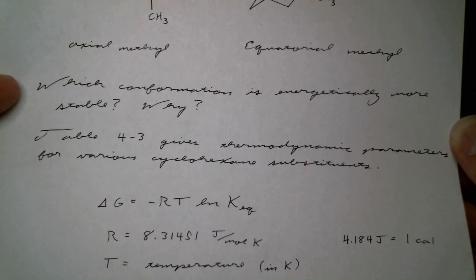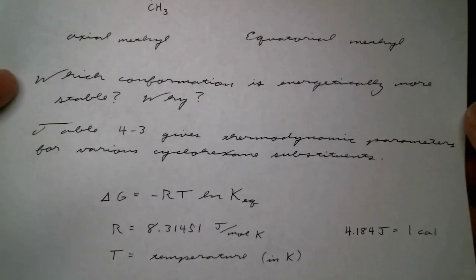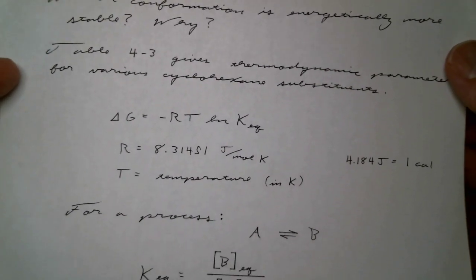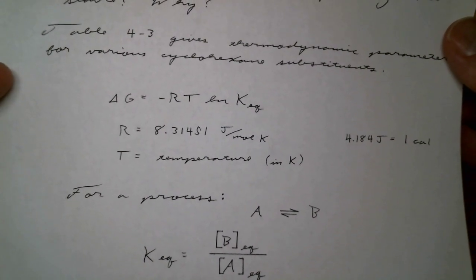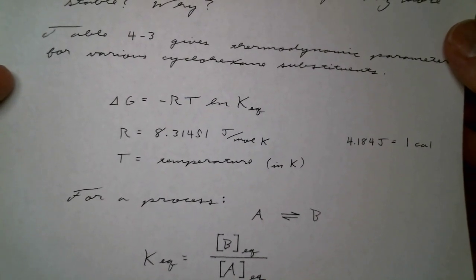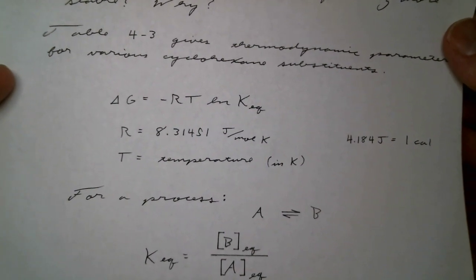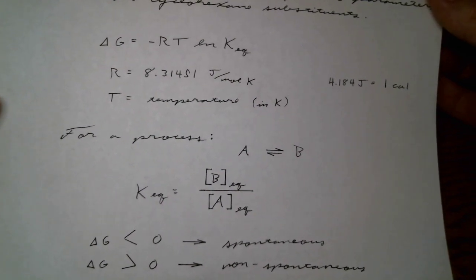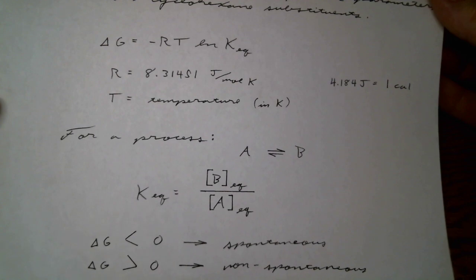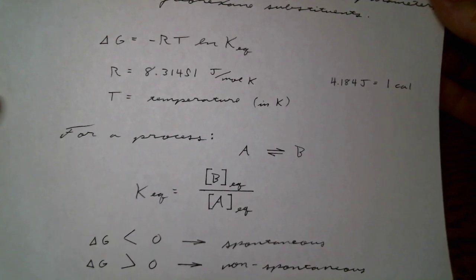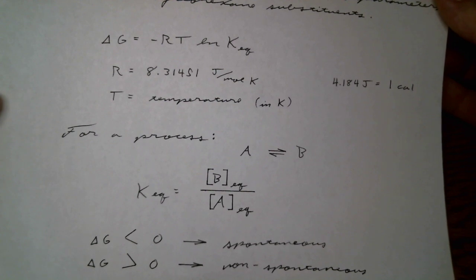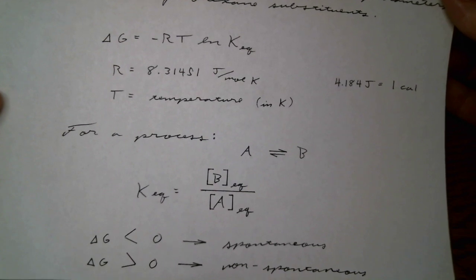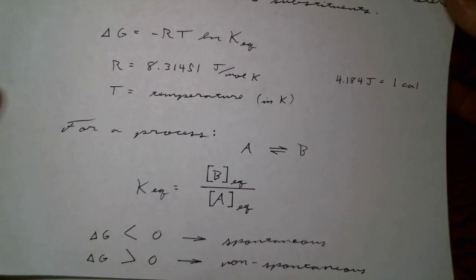Temperature is, of course, represented as T, and it's typically given in Kelvin. And for a process where you have A in equilibrium with B, the equilibrium constant KEQ could be defined as the equilibrium concentration of B divided by the equilibrium concentration of A. And I hope we all remember that if your change in Gibbs free energy is less than 0, that describes a spontaneous process. So if delta G is less than 0 for A going to B, then A will spontaneously convert to B. If delta G is greater than 0, that describes a non-spontaneous process.